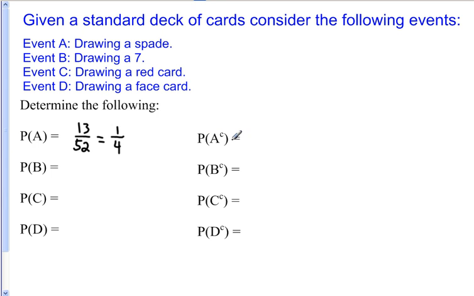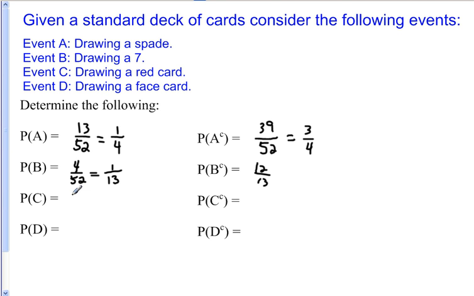Okay, so the complement of that is not drawing a spade, which is everything else. So that would be 39 out of 52. That would include hearts, diamonds, and clubs, which is 3/4. Okay. Event B, drawing a 7. Well, there are 4 7s, 4 out of 52, which ends up being 1/13. So the complement of that would be all of the other cards, so 12 out of 13. So if you notice, these probabilities, 12 out of 13 and 1 out of 13, they'll always add up to 1 or 100%. And that makes sense. One of them is the probability of the event. The other one is everything else, which means 100% minus the event.